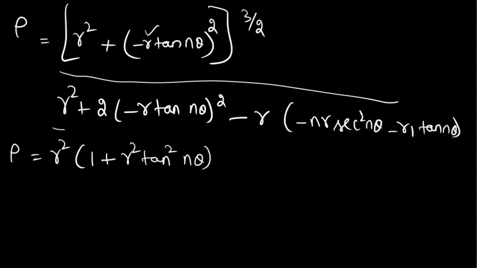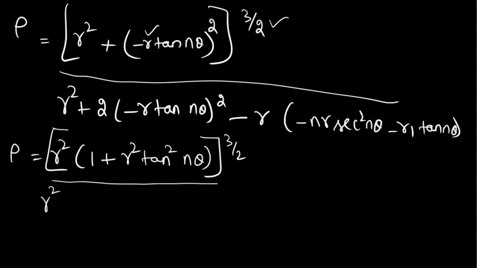Okay. But for everything, whole power 3 by 2 is there. Be careful with this. So I have taken inside this only, I have taken common, then we can take it outside. So r square into 1 plus this divided by denominator. R square plus 2r square tan square n theta, because the minus will become plus. And this minus and minus will become plus.